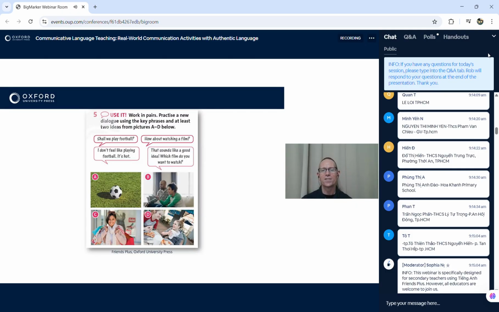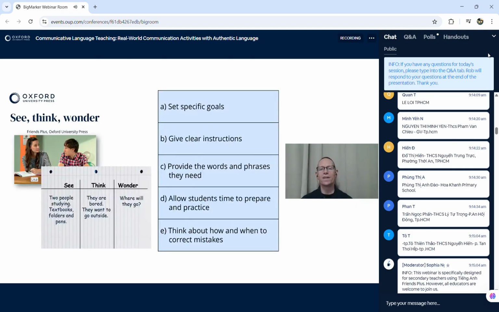Okay, so that was See, Think, Wonder. Again, it's a great way to practice describing, interpreting, and questioning information from pictures. Again, there's a specific goal to complete the chart. We looked at how to give clear instructions, what students should do at each stage.